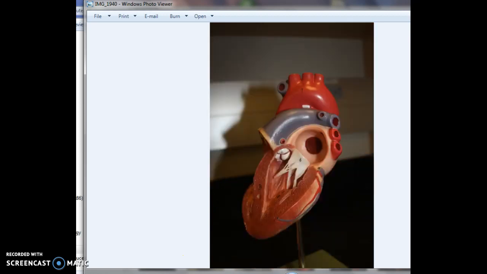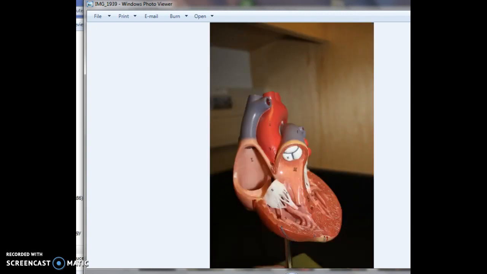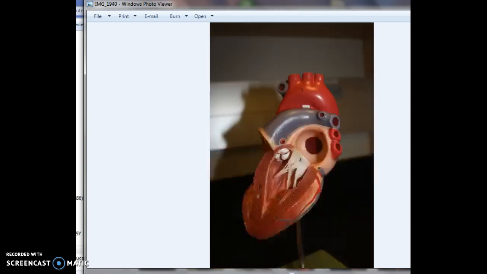If I switch to this one, I then have the bicuspid valve. These are the chordae tendineae. This is the left atria. This is the left ventricle. Notice the walls of the left side are considerably thicker than the walls of the right side. And this is the aortal semilunar valve right here. That is the left carotid coronary.